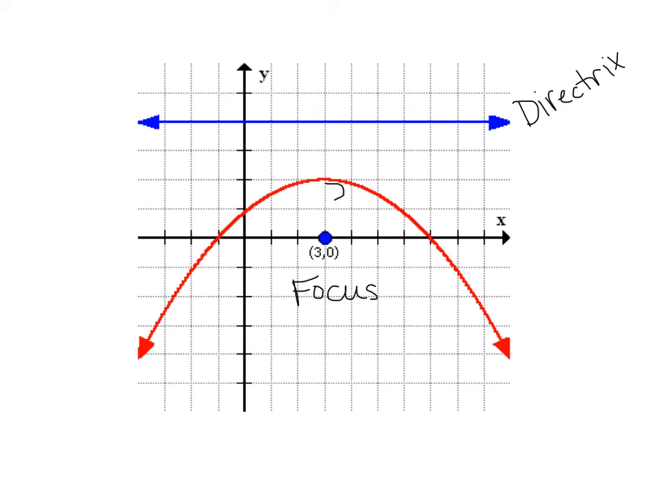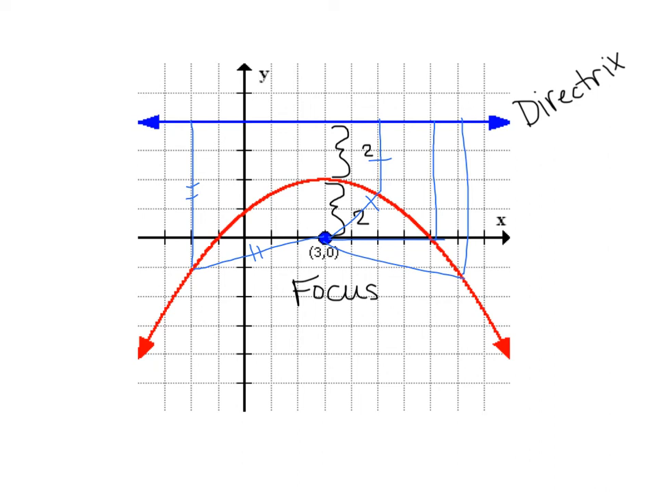Now the distance between the focus and the vertex is equal to the distance between the directrix and the vertex. What defines a parabola is the distance of this point to any given point on the parabola is equal to the distance on the parabola from that line. So these distances are equal. No matter where you are on the parabola, these distances are equal. And that's the definition of a parabola.